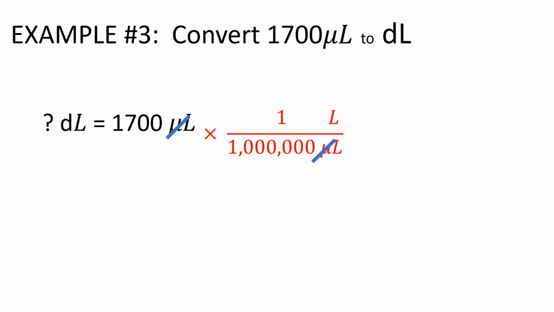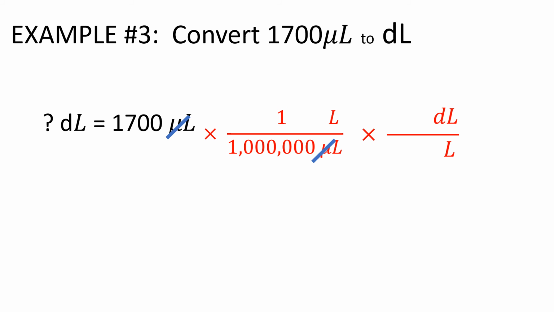We got to get rid of the microliters. There we go. But now we're in liters, and we actually have to get into deciliters. So we're going to need another conversion factor. What we're going to do there: the liters is in the numerator, so we want to get rid of that. So we're going to want that in the bottom. So there we go, liters and deciliters.